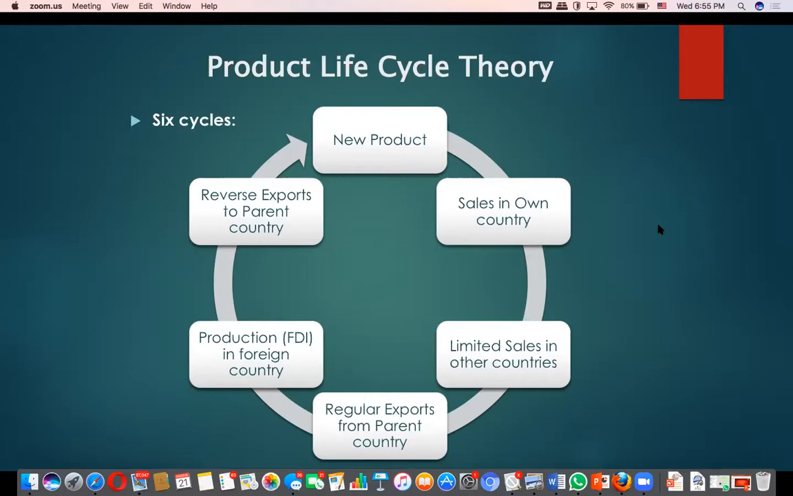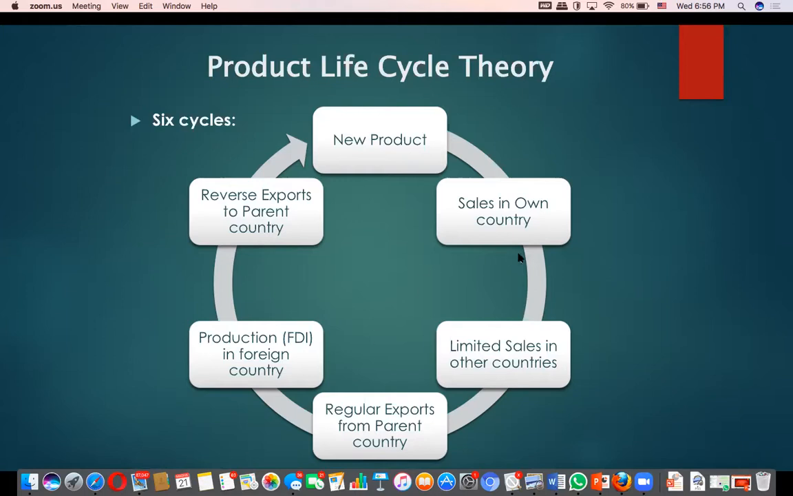According to product lifecycle theory, almost every product goes through these cycles. In some cases, like if you have a really unique business model or a unique product, like the Apple laptop or Apple's iPhone or Uber, if you are a pioneer of a new business model or new technology, then you can skip one or two cycles. Like you can skip limited sales in other countries. That cycle can be skipped. You can even skip the next stage and move directly into multiple countries if you have a unique business model or unique product. Otherwise, you have to go through all these stages. That's how it works.